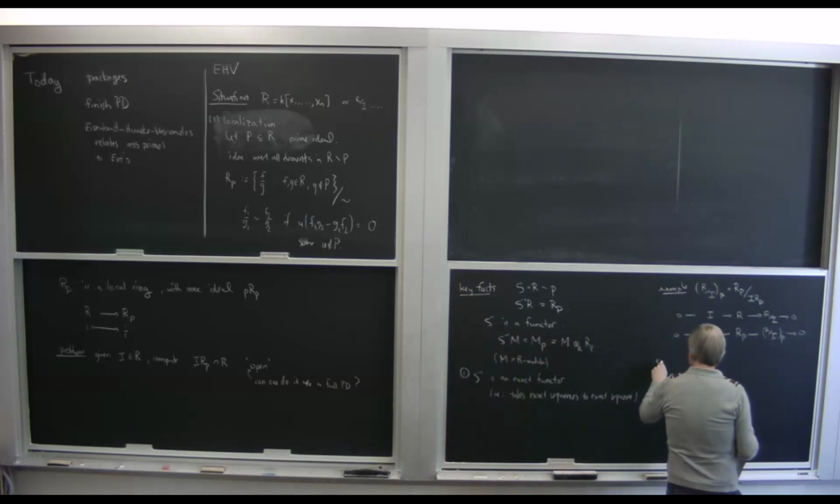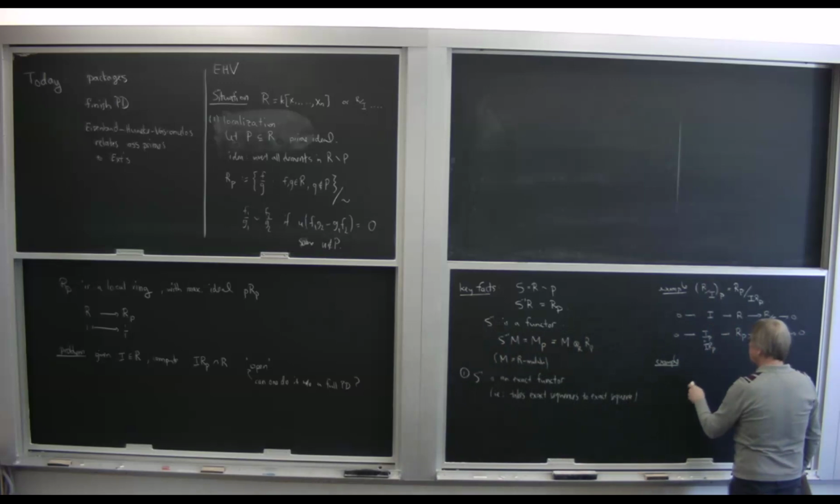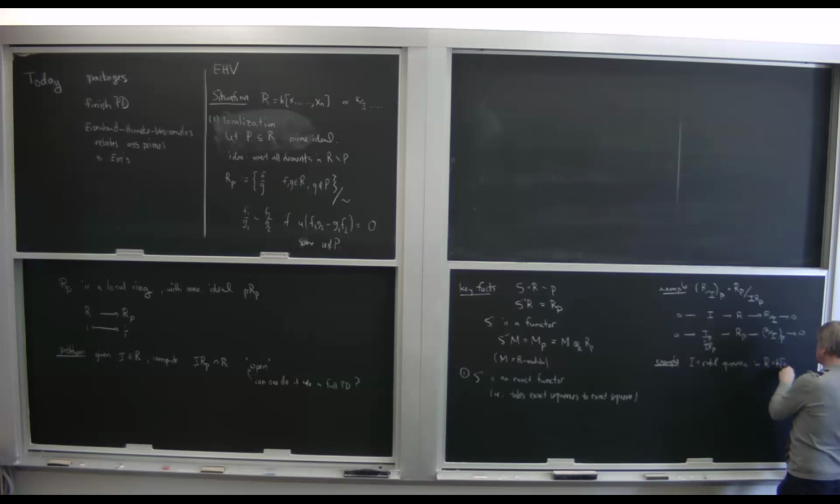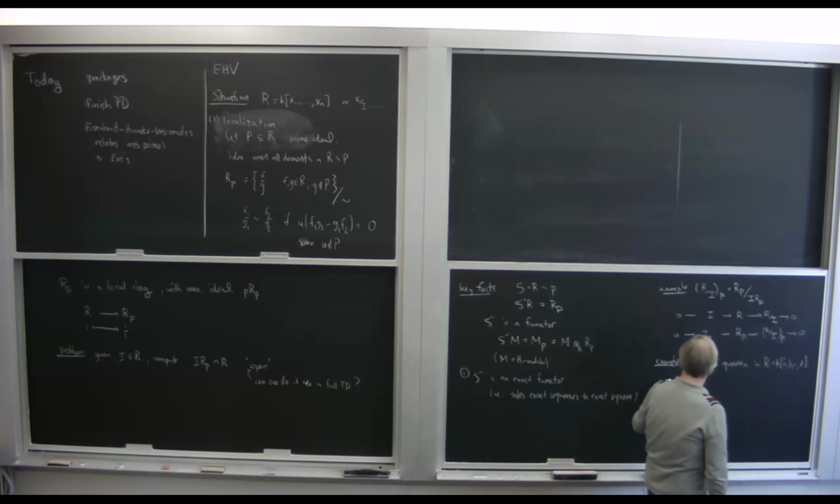Another example would be a free resolution. So let's take I equal to the rational quartic curve, which we've done before, in R, which is in 4 variables, K[a, b, c, d]. I'm not going to worry about exactly what it looks like, but what is the resolution? It's R mod I.